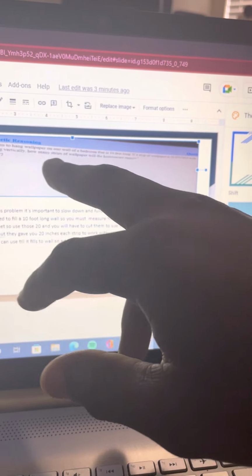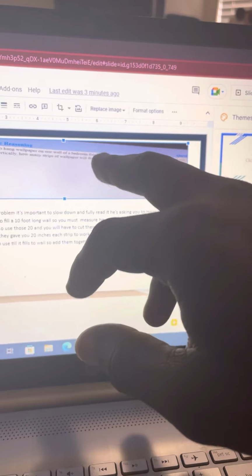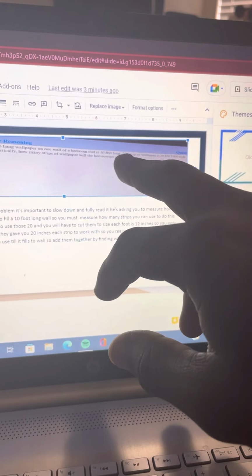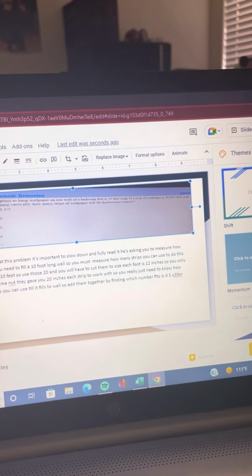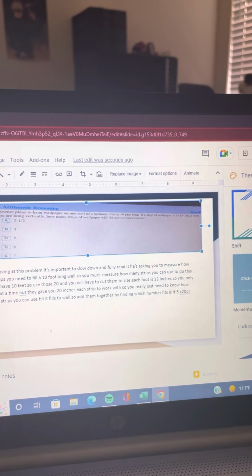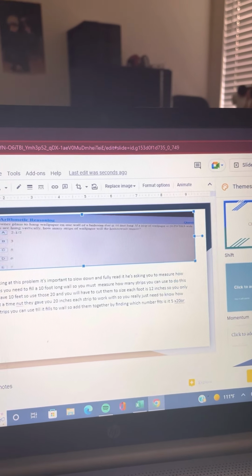So, for this equation, your homeowner is asking: he plans to hang wallpaper on one wall of a bedroom that is 10 feet long. If a strip of paper is 20 inches wide and strips are hung vertically, that means they're going to be put side to side to side. How many strips of wallpaper will the homeowner require?